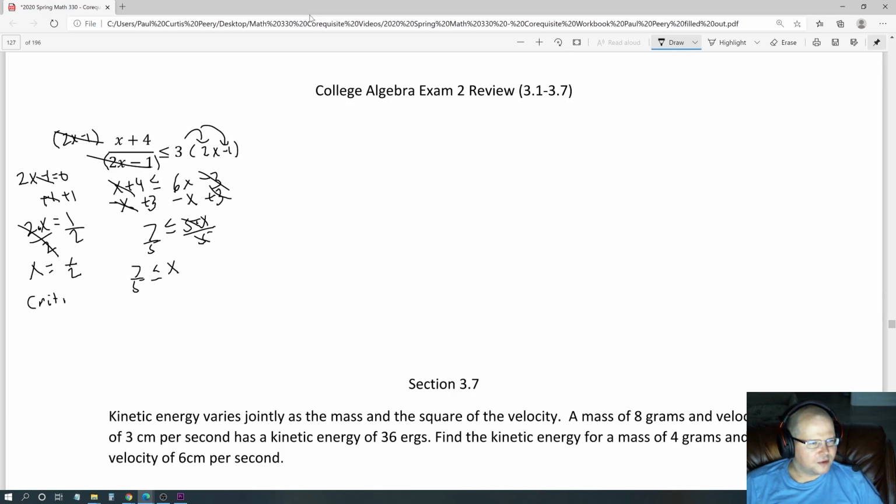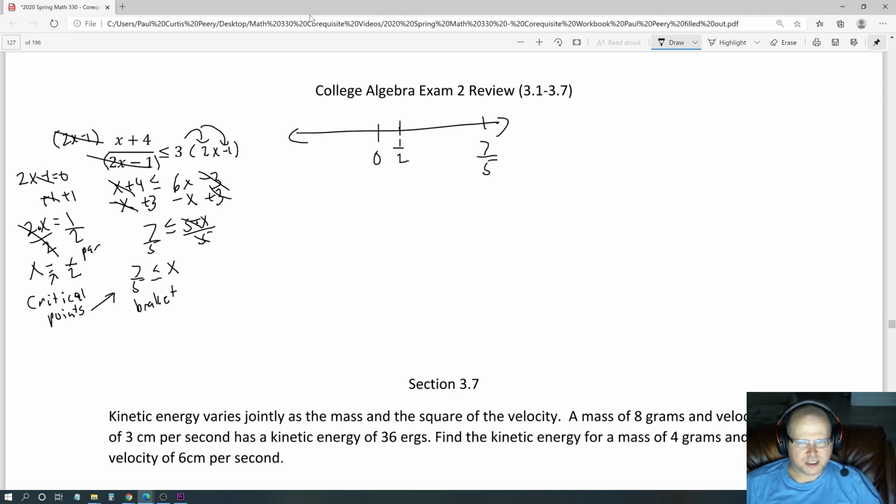Okay, so we have critical points. Now these points are slightly different. The first one is going to have parentheses, and the second one, over here, is going to have brackets. Okay, cool. So let's draw a number line. Put a 0 in the middle. And we need to have a 1/2. And I'll put 7/5 way over here. This is not proportional; I'm just trying to spread them out.